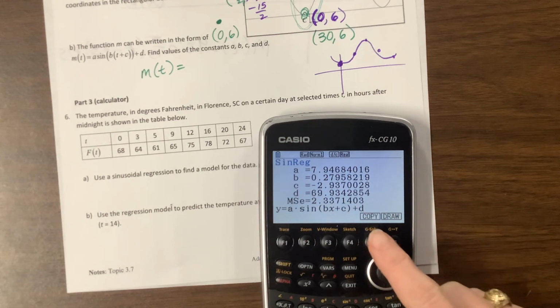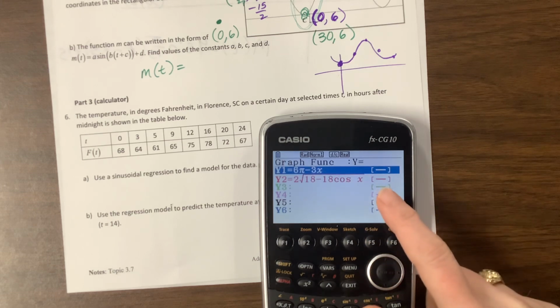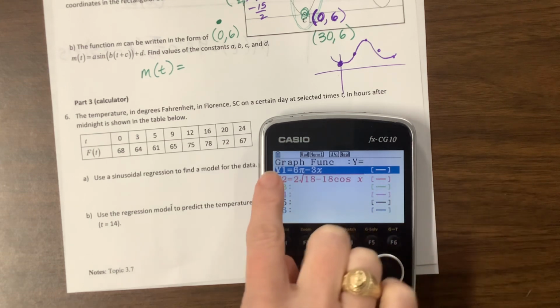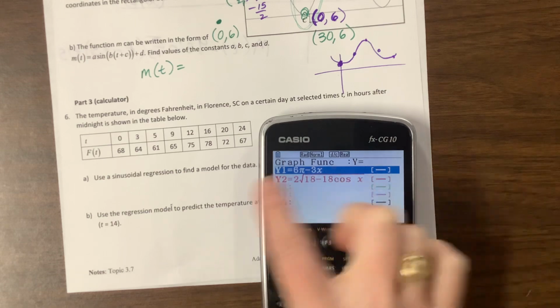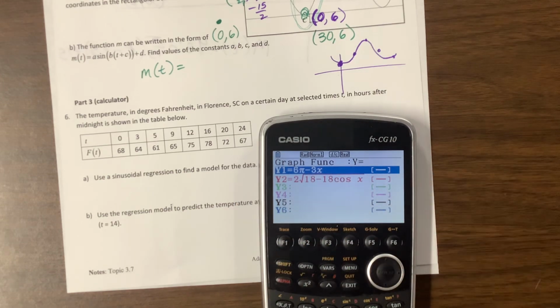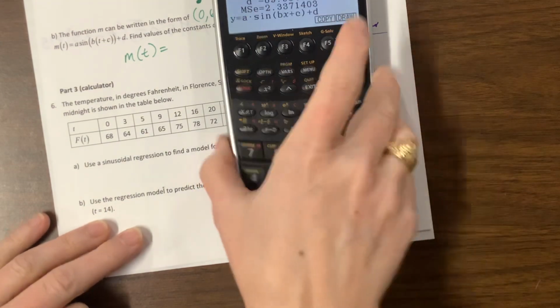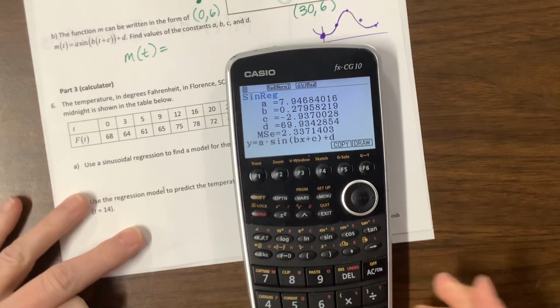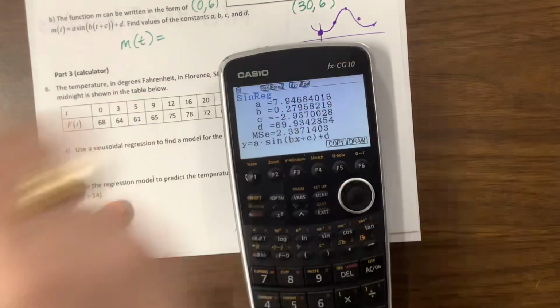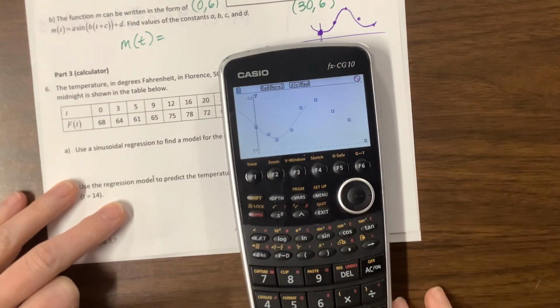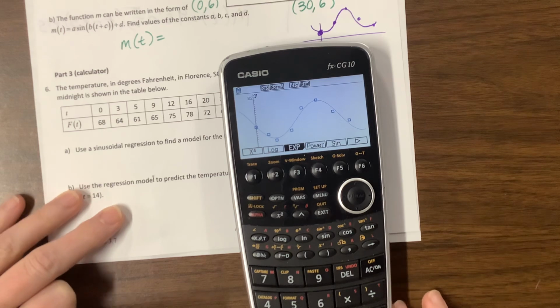One nice thing it also does is that I can copy. If I hit copy, it'll take me to kind of the graph screen. I want to hit the enter or execute button, so then it'll take me back, and now what it's done is it copied that into there. So if I hit draw, it's going to kind of model those points for me.